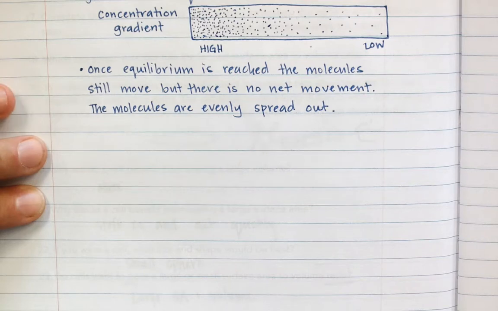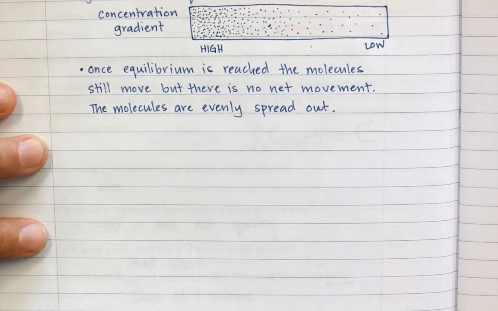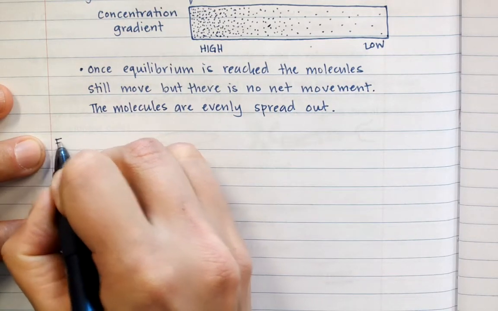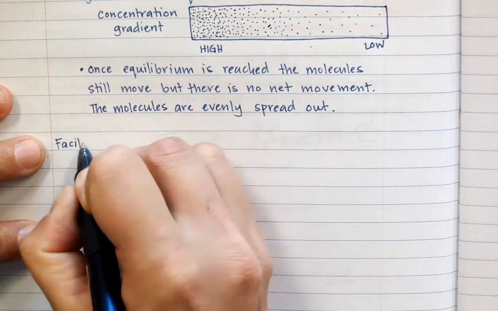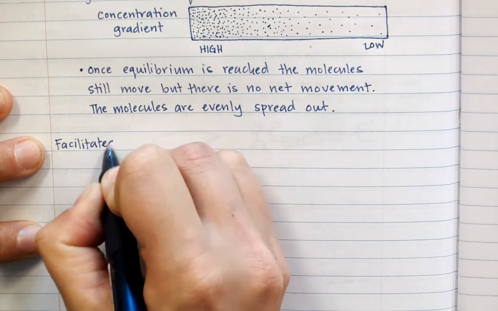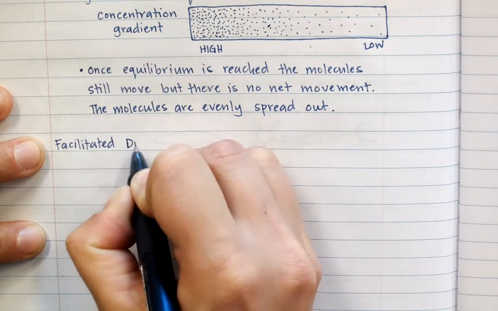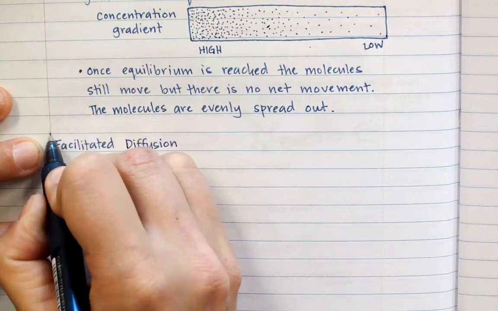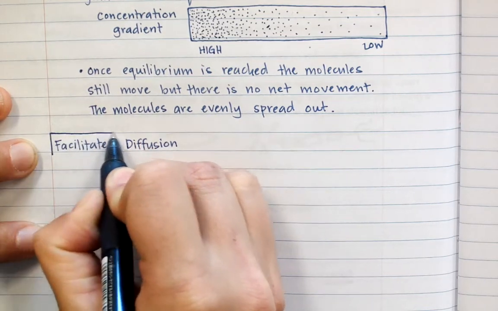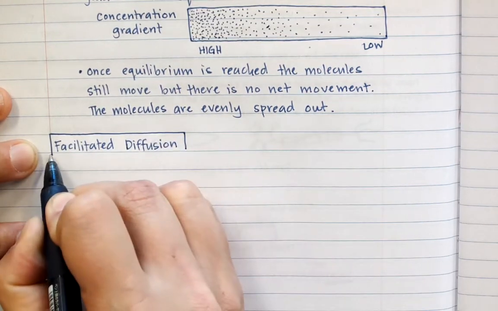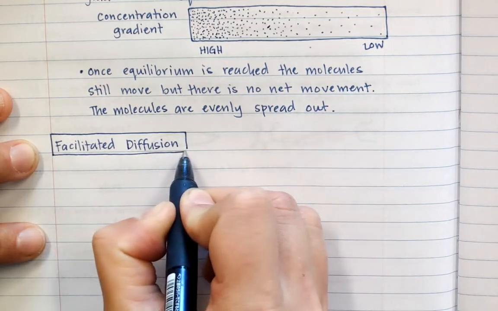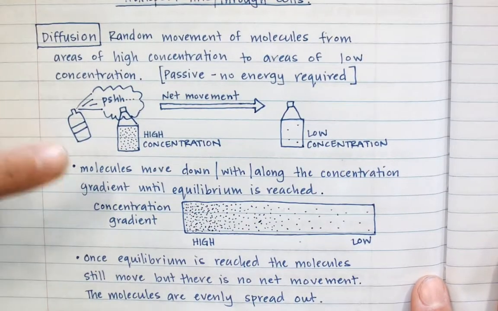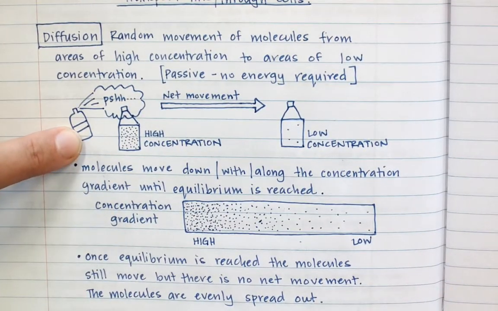The next type of transport that we're going to be talking about is facilitated diffusion. Oh, and before we move on to facilitated diffusion, we should probably talk about what type of molecules do normal diffusion. So in a cell, you have normal diffusion here. This is going to move things inside of the cell.